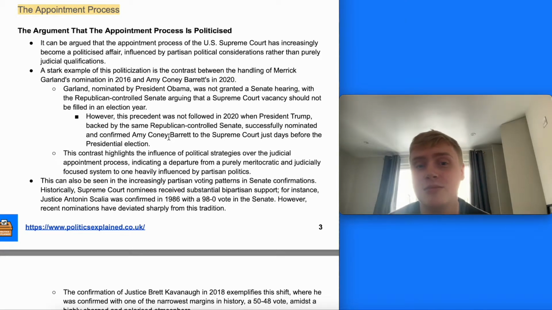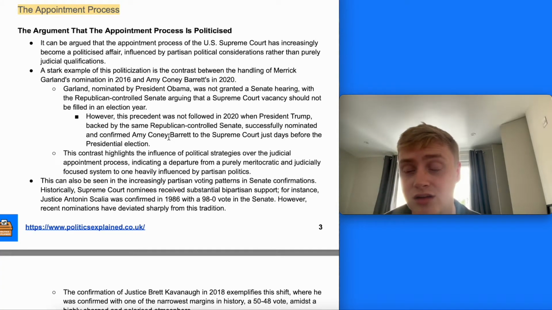This can really be seen by comparing Merrick Garland's nomination and Amy Coney Barrett's in 2020. So Garland, who was nominated by Obama, was not granted a Senate hearing, with the Republican-controlled Senate arguing that a Supreme Court vacancy should not be filled in an election year, as this was in 2016. But the precedent was not followed in 2020. So effectively what happened with Garland is he was nominated by Obama, but the Senate refused to hear him, and ultimately it waited until the election, and Trump was able to then appoint Neil Gorsuch instead of him, a conservative justice rather than Garland, who was a liberal justice.